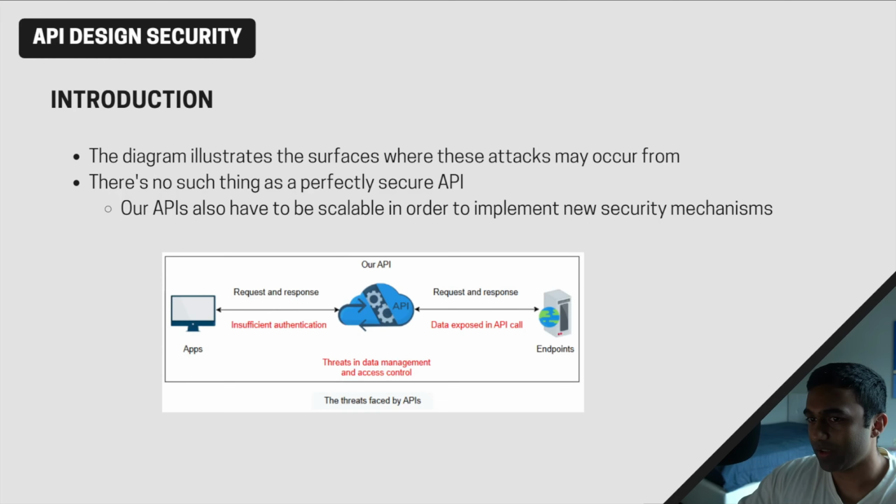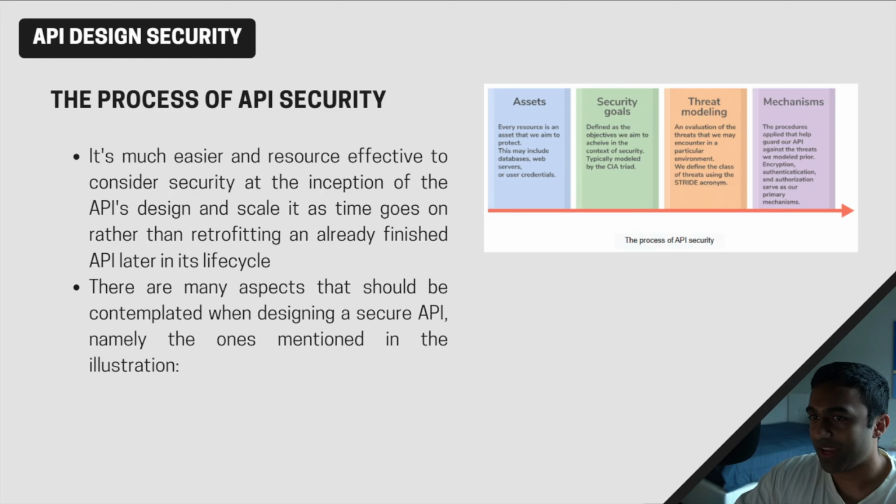The diagram illustrates the surfaces where these attacks may occur from. There's no such thing as a perfectly secure API. Our APIs have to be scalable in order to implement new security mechanisms. So here we have insufficient authentication, which could be an area where we could be attacked from, or data exposed in an API call.